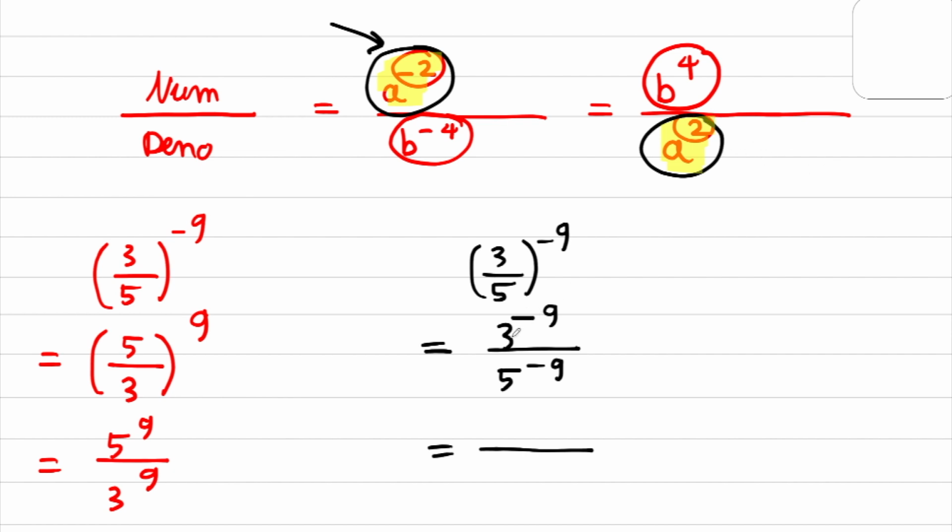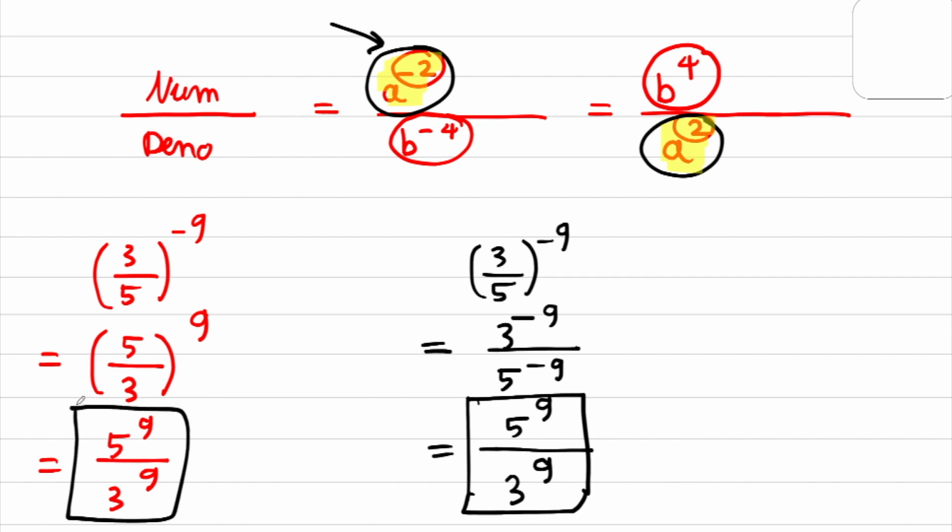The same thing for 3 to the power of minus 9 in the numerator: I will move it to the denominator, but I change from negative to positive indices. And 5 to the power of minus 9 here, from the denominator, will become the numerator with positive indices like here. So you have the same answer this way, an equivalent answer, but a little bit different from the first or the previous video.